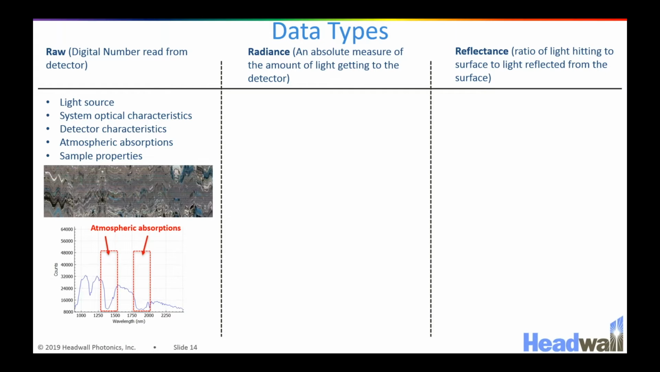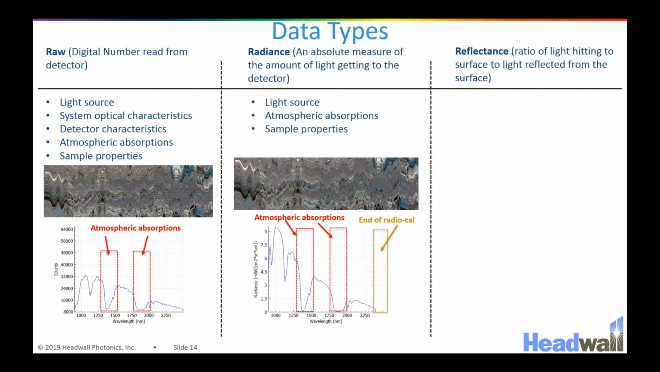and it will tell us basically how much signal is actually getting to the sensor. That will depend on the light source, the optical characteristics of the system, the detector characteristics, atmospheric absorption, and the sample properties. So if there's any non-uniformity in the detector properties, or any non-uniformity in the optical performance of the system, that will all show up in the raw data. Then we convert the raw data to radiance, generally using a radiometric calibration. With all of our systems, Headwall does offer a radiometric calibration.